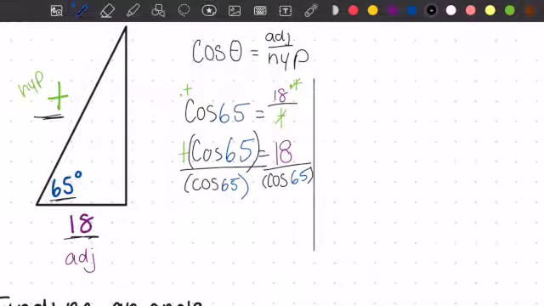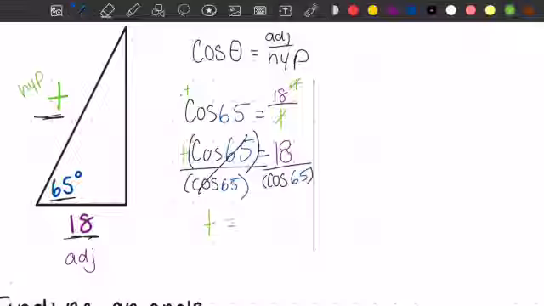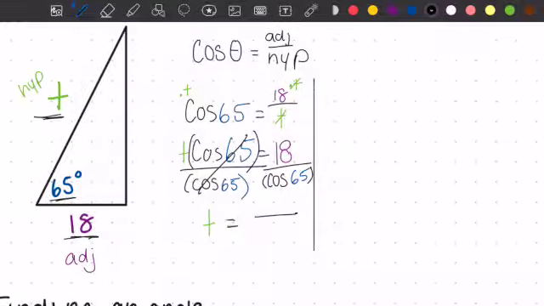Okay, and what that leaves me with is t equals 18 divided by cos 65. And this is what you are typing into your calculator. So everyone type it in just to make sure that we're all getting the same answer here.